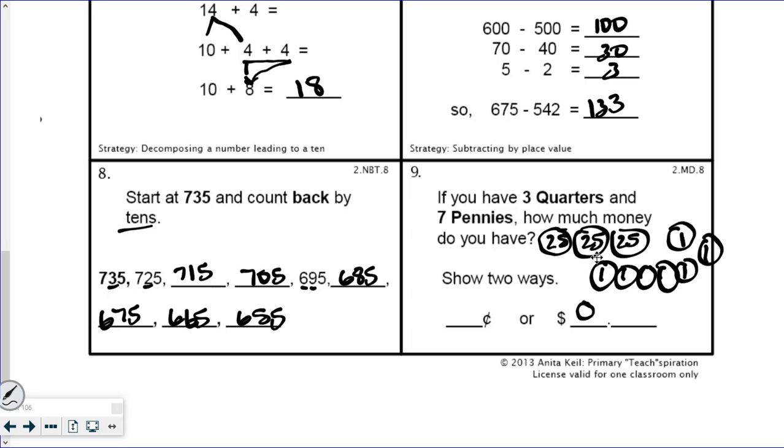So we've got 25, 50, 75. 3 quarters equals 75 cents. Then I'm going to count up by 1. 75, 76, 77, 78, 79, 80, 81, 82 cents is the total. So I'm going to write 82 cents here. And then in dollar and cent notation, I have $0 and 82 cents. And with that, we are done with our morning work for the day.